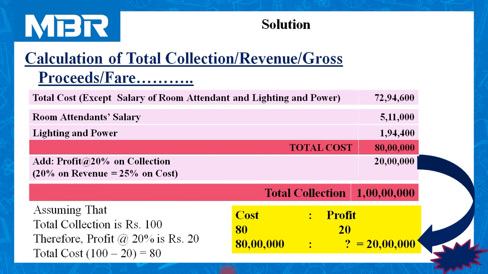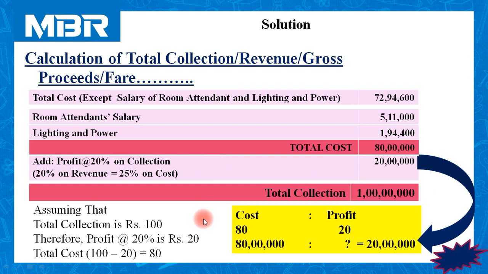So the total collection of the hotel is rupees 1 crore: 80 lakhs rupees for total cost and 20 lakhs rupees for profit. So the total collection of the hotel is rupees 1 crore.